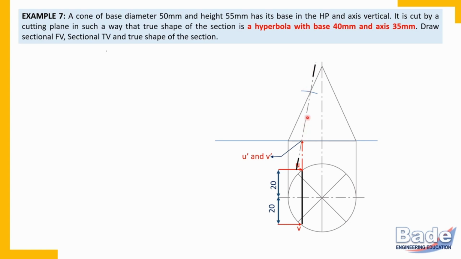This distance, that is overlap of cutting plane line on front view, this distance is 35. So when you make this cutting plane line parallel to XY line to draw true shape of base, what will you get? Hyperbola of base 40 millimeter and axis 35 millimeters.